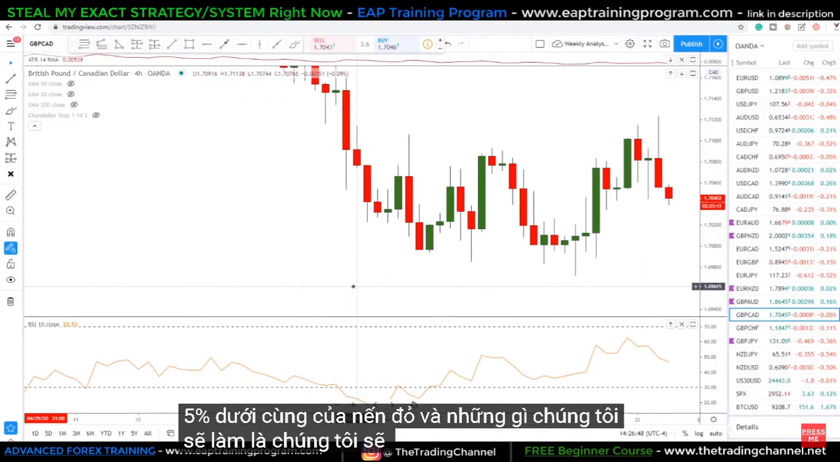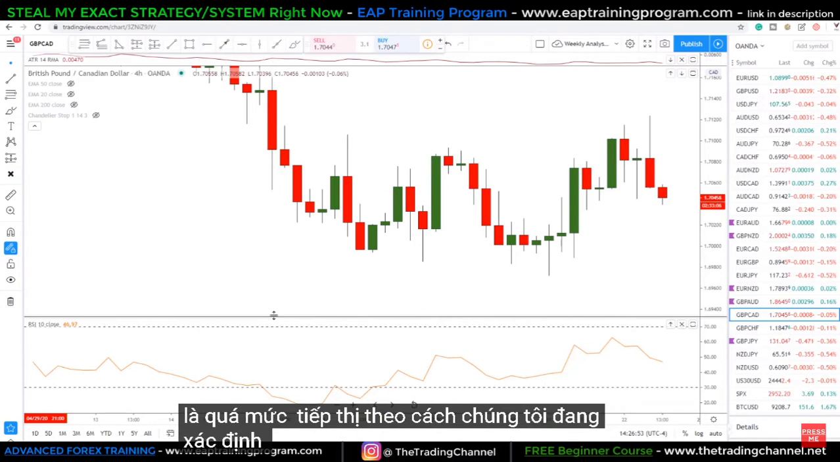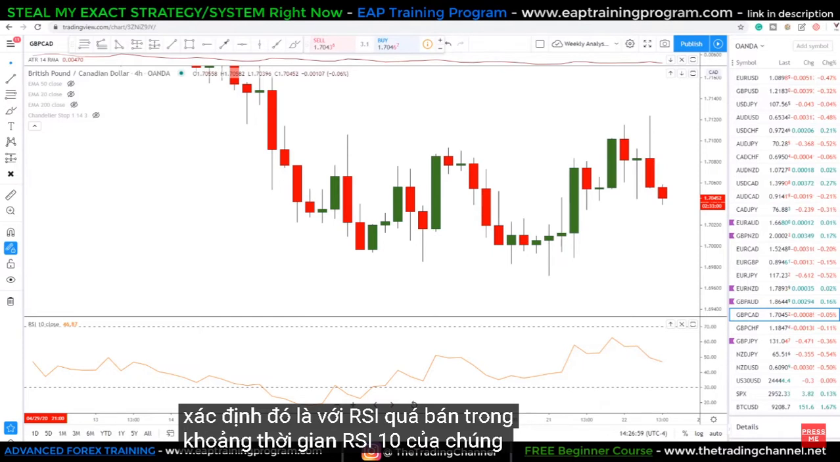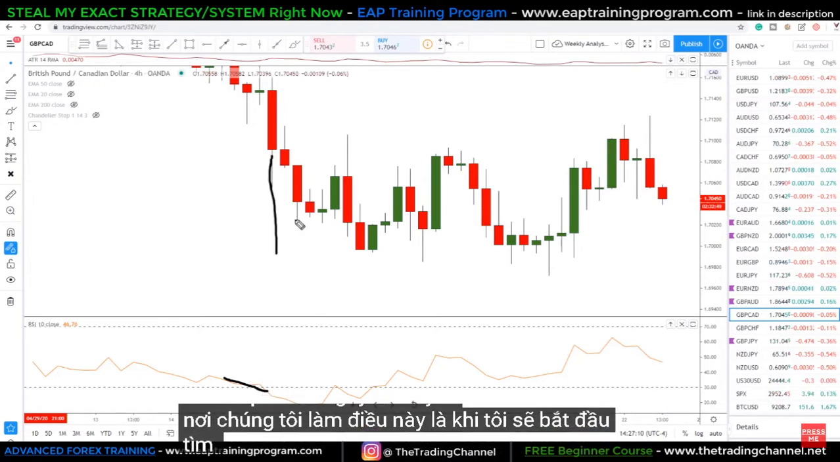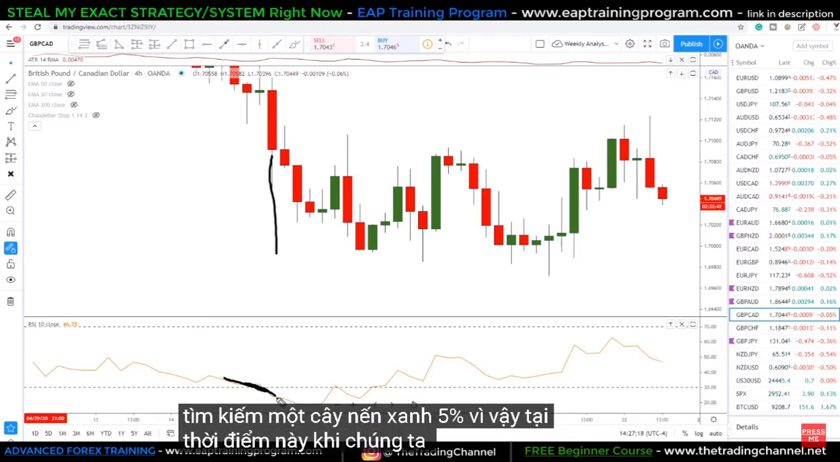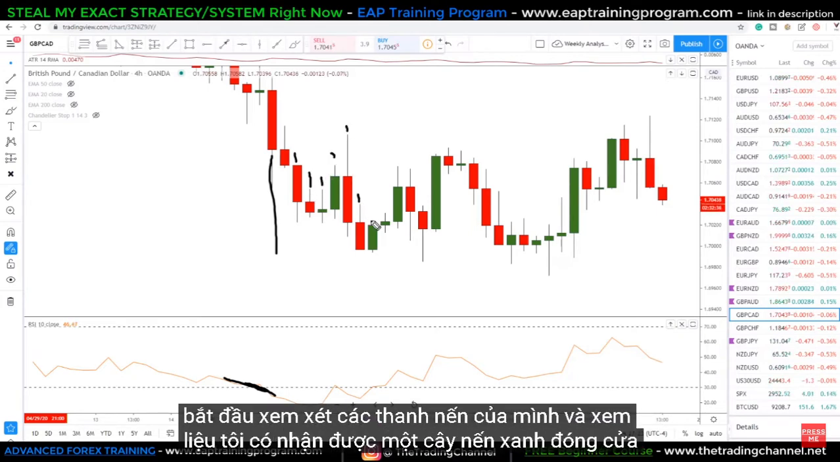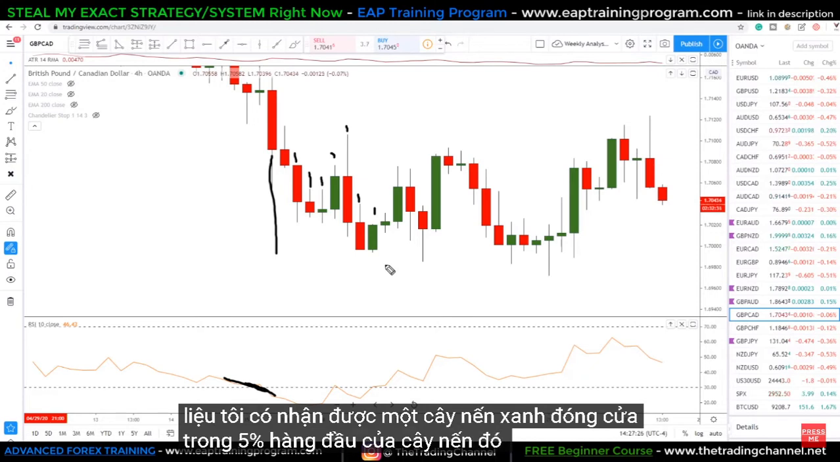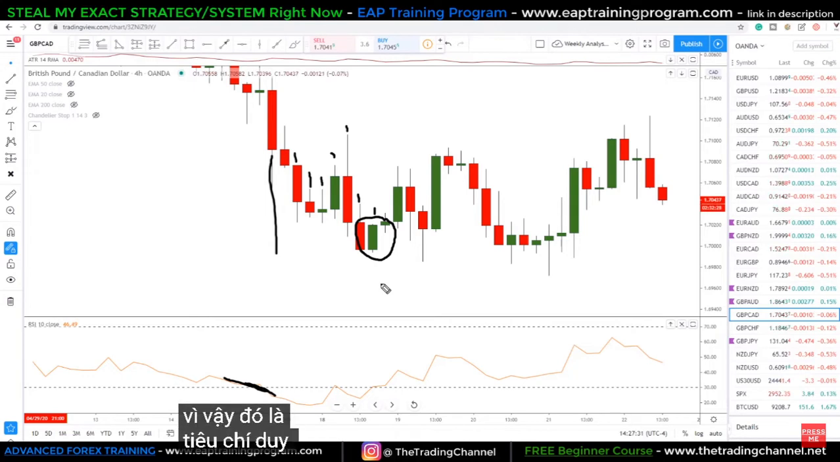And what we're going to do is look for this in extended markets. So what we want to see is an overextended market. The way we're defining that is with an oversold RSI on our RSI 10 period. So if we have the RSI going into oversold, right about here, this is when I'm going to start looking for a green 5% candle. As we go into oversold, I want to start looking at my candlesticks and see if I get a green candle that closes in the top 5% of that candle. Do you guys see the one I ended on right here? This would be the entry candle. So that's the only criteria for this strategy.